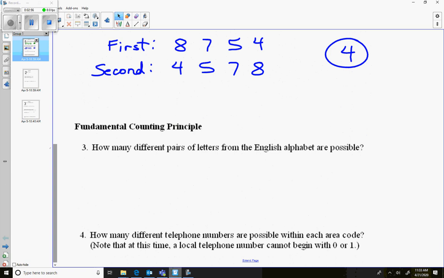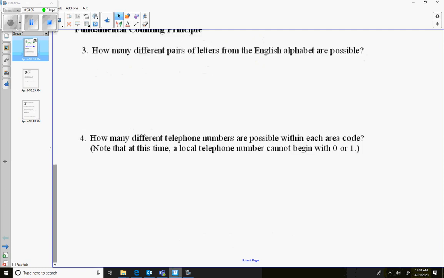Next thing, fundamental counting principle. Again, you probably did this in junior high. How many different pairs of letters from the English alphabet are possible? All right, how many different pairs of letters? So we're looking for a group of 2.